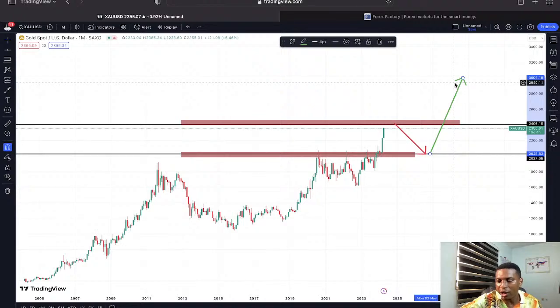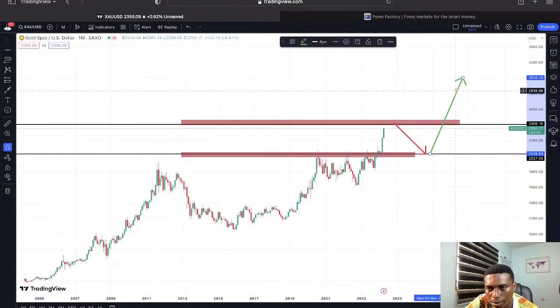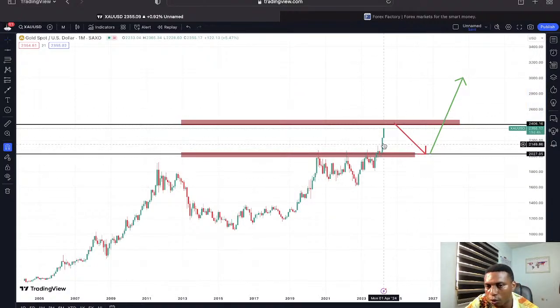The global economic situation will determine the demand for gold. And this is very, very important to the demand and the momentum for gold.